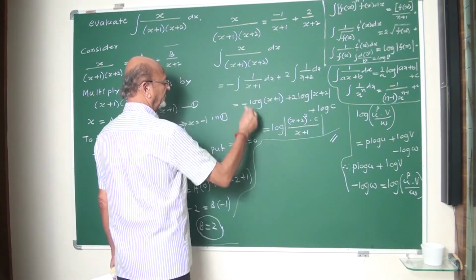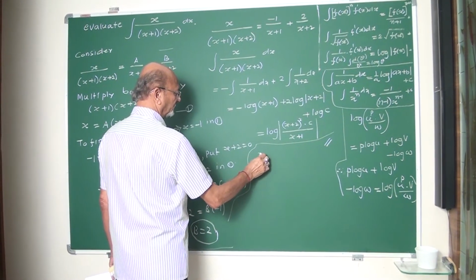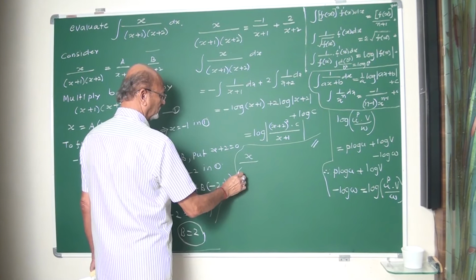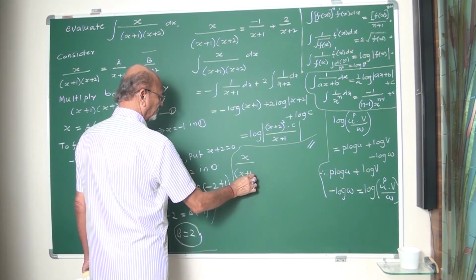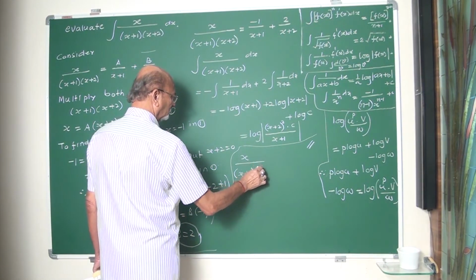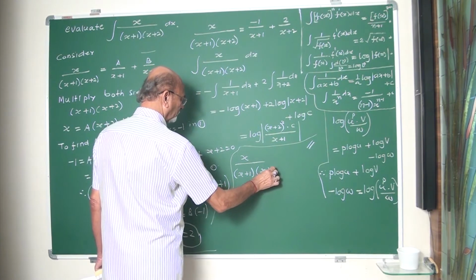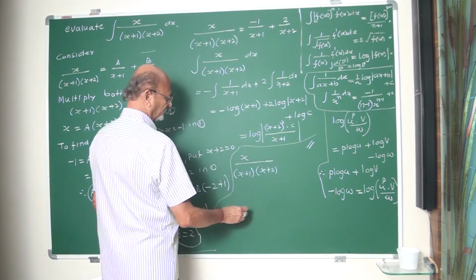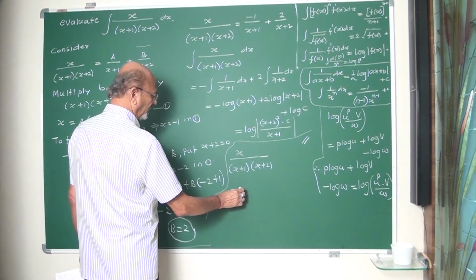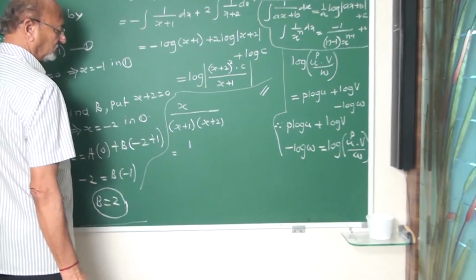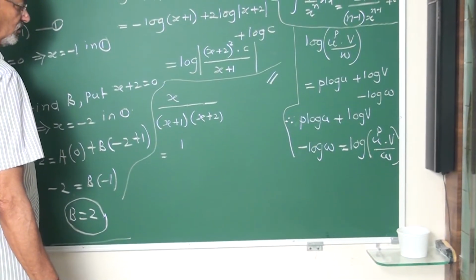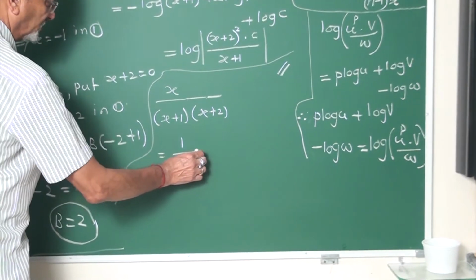Yes. I take this proper fraction: x upon (x plus 1) into (x plus 2). Yes, what do I write first? I write 1 first. I write 1 upon x plus 1.